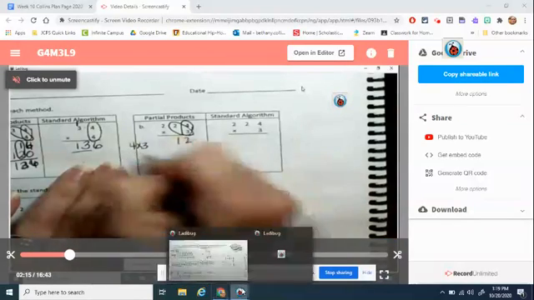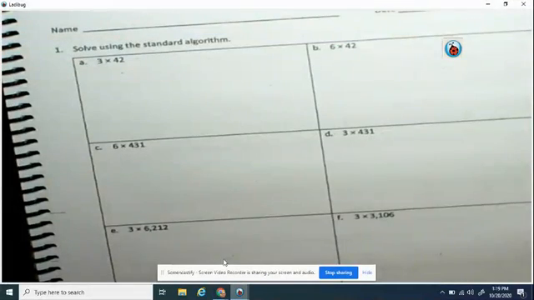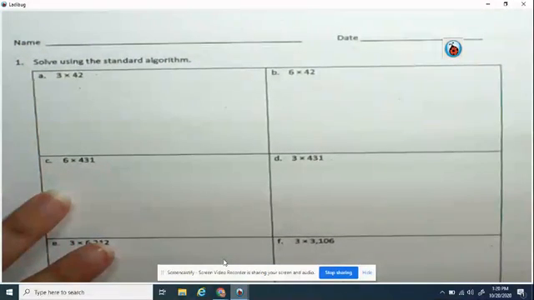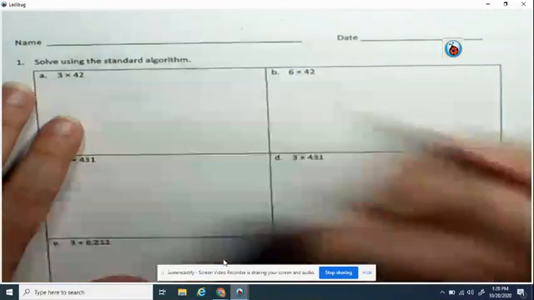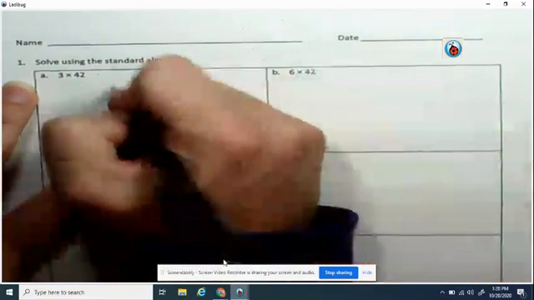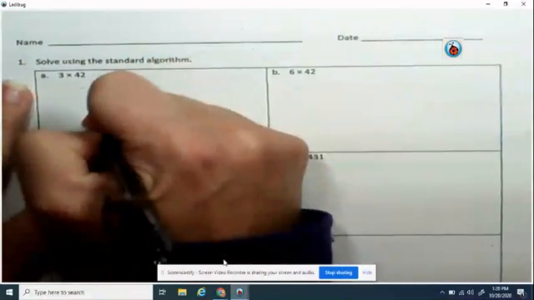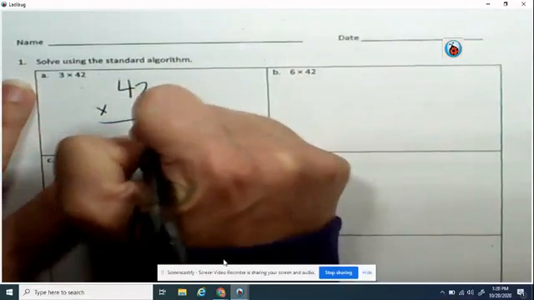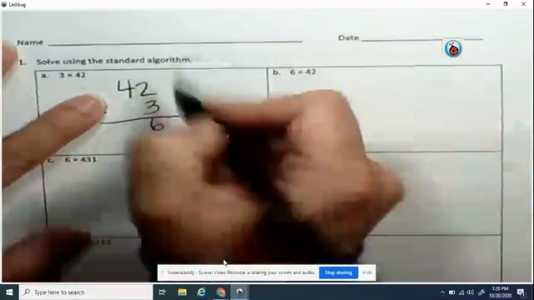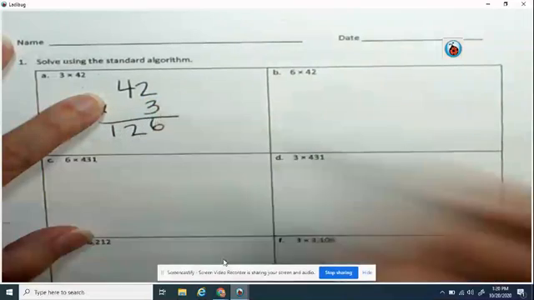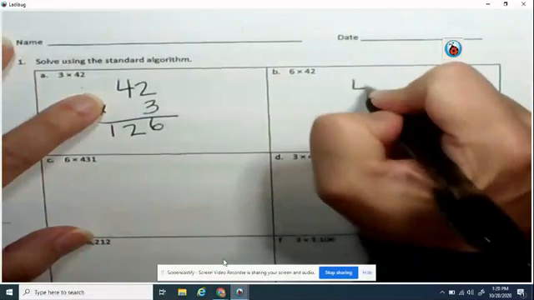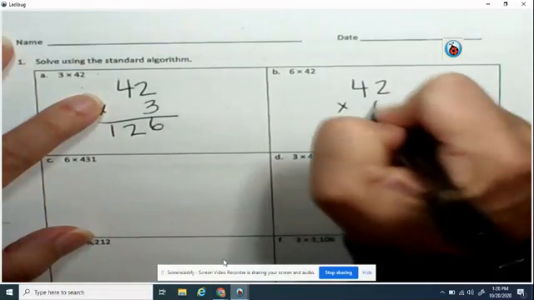Hey guys, we are doing the same thing we did yesterday for lesson 10. We are solving with the standard algorithm. So we're just going to do a lot of practice of solving multiplication problems. 42 times 3. 2 times 3 is 6. 4 times 3 is 12. Okay, so 126.